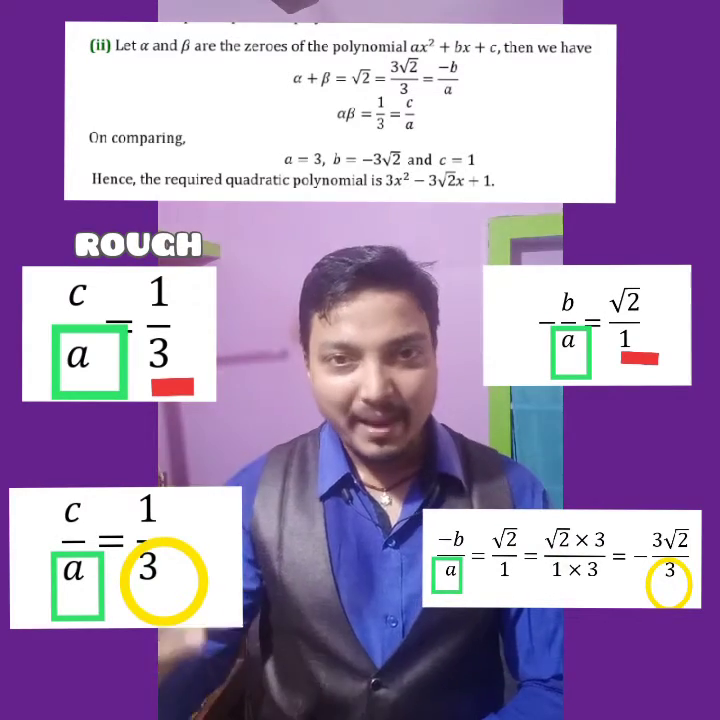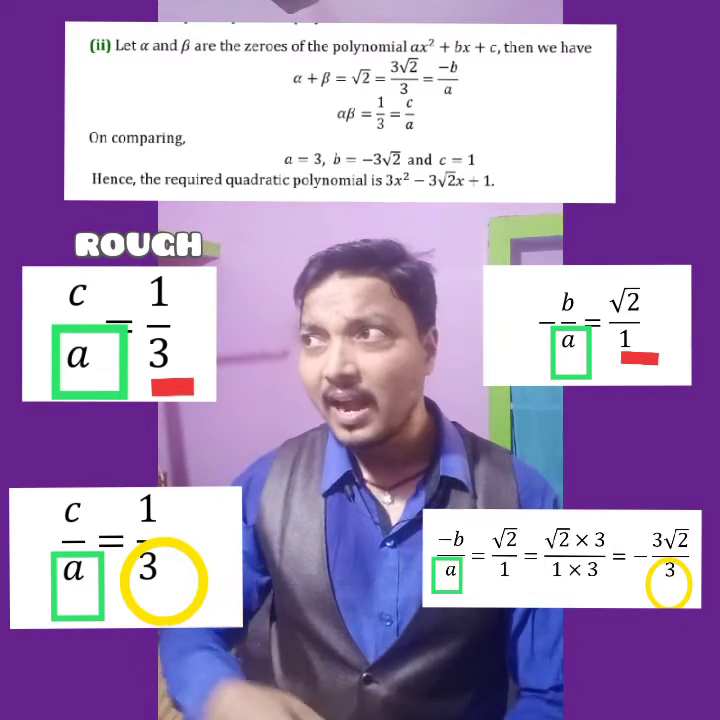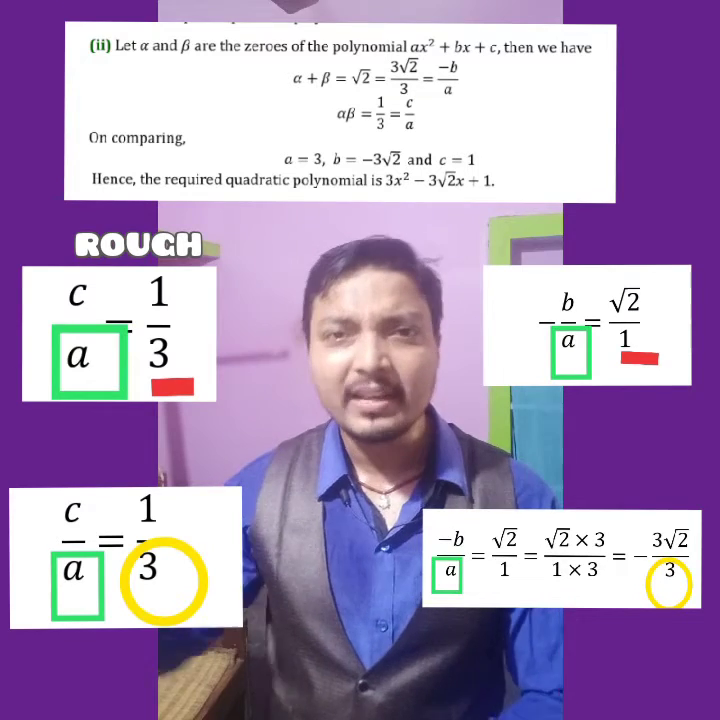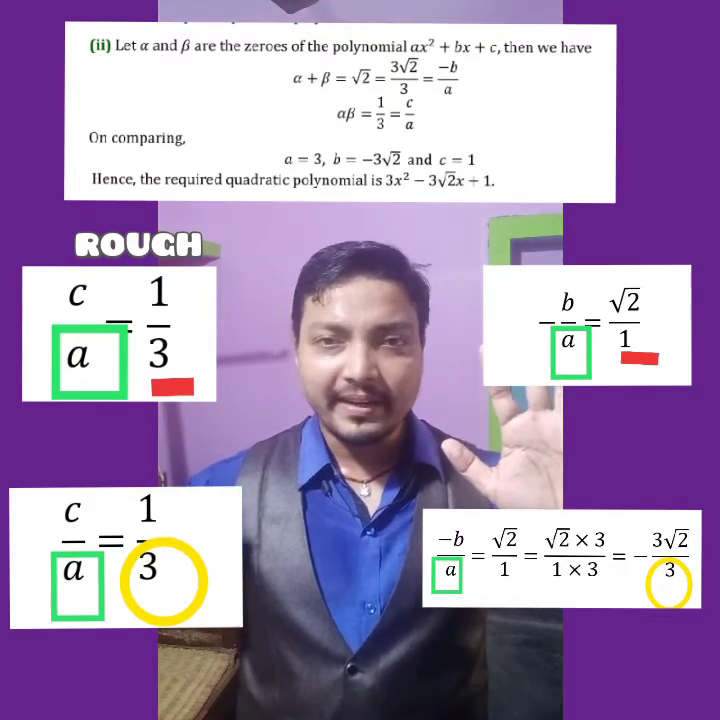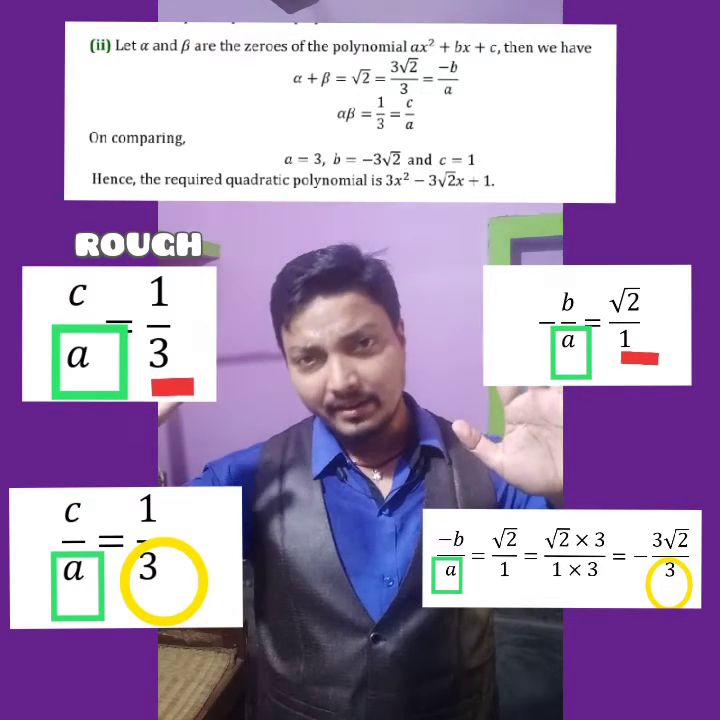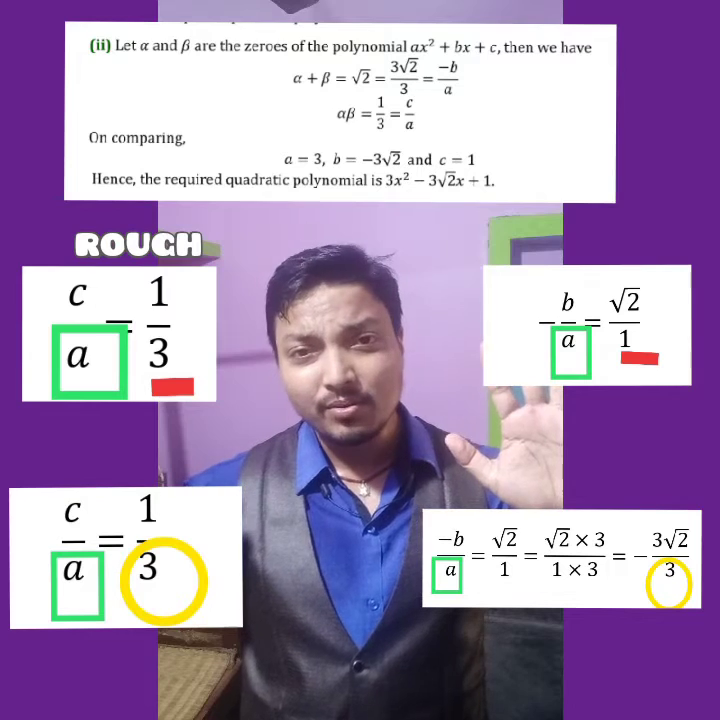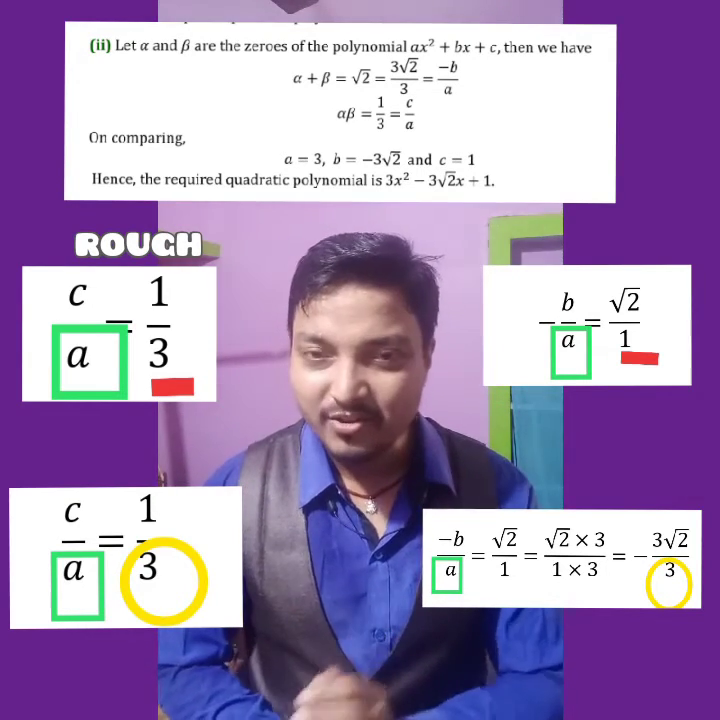Now minus b by a becomes 3 root 2 divided by 3, and on the right side c by a is already 1 by 3. So root 2 is converted into 3 root 2 divided by 3 and c by a is 1 by 3. Why did I convert? To equate the denominator.